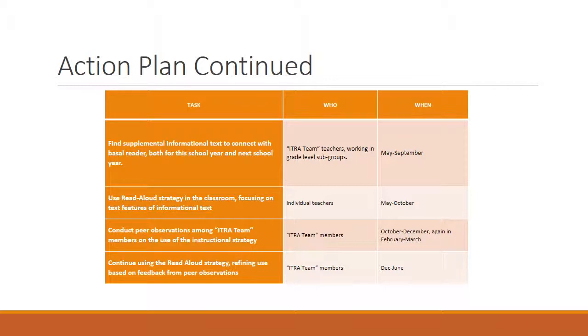The next step in the action plan would be to find supplemental informational text that will go with the basal and can be used both for this school year and for the next school year. The ITRA team teachers, working then in grade level subgroups, would work together to find informational text to use in the read aloud strategy. This would be done May through September.